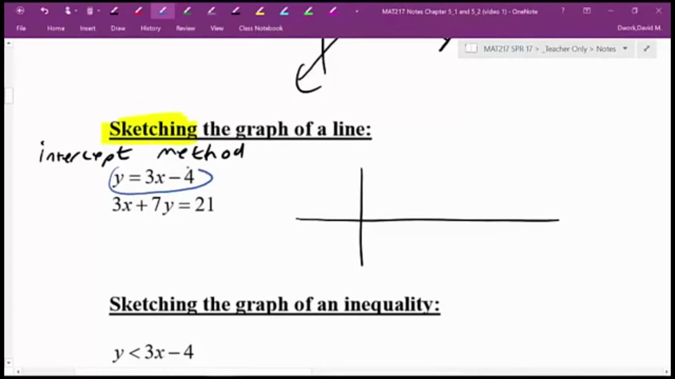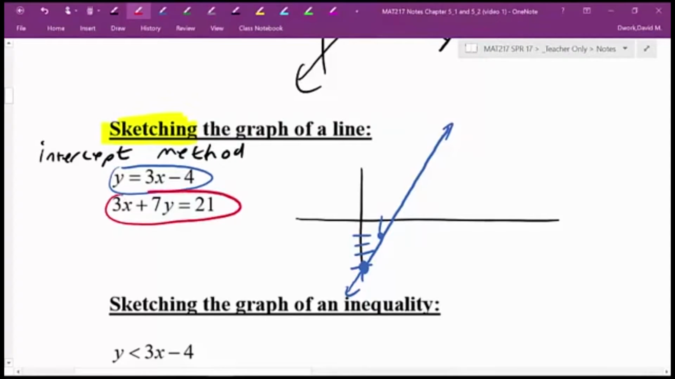Okay, so I'm going to graph this first one here, y equals 3x minus 4. Now that's already in slope-intercept form, so I'm going to run with it. It has a y-intercept of negative 4 and a slope of 3. So that means we're going to rise 3, run 1. Now we really only need 2 points to draw a line, and especially because we're not trying to be very accurate, we're just trying to get an idea. I'm not going to worry about getting 3 points or anything like that.